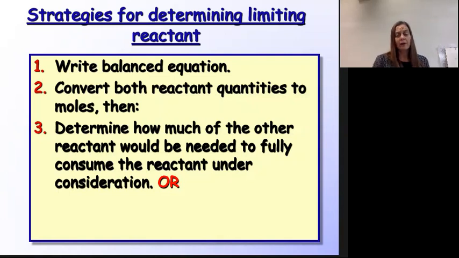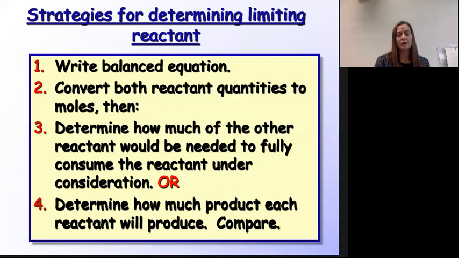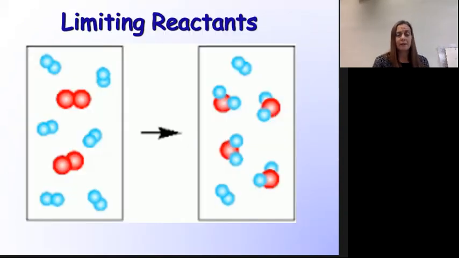Or the other option would be to determine how much product each reactant will produce and compare those numbers. So if I took my oxygen and hydrogen example again, I can see that I have 2 oxygen, and that would make a total of 4 water. And I can see that I have 6 hydrogen, and that would make a total of 6 waters. And so because the oxygen makes fewer, only making 4, that's my limiting reactant.